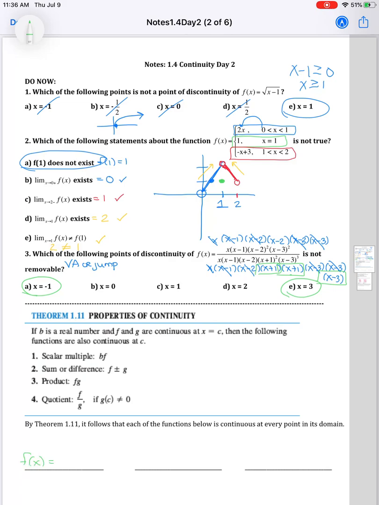So let's just say I give you the function f of x equals x plus sine of x. Okay, well, x is continuous, that's a line. Sine of x is continuous, there's no points of discontinuity. So both of these are continuous. So that means f of x is continuous.